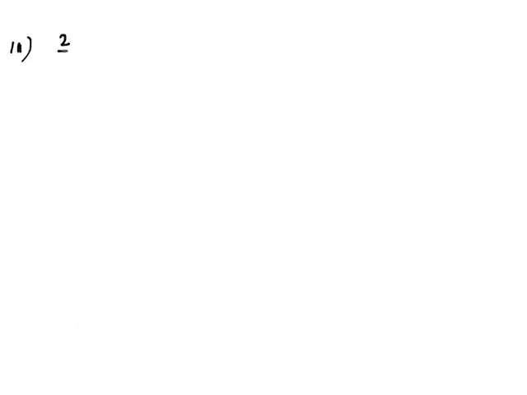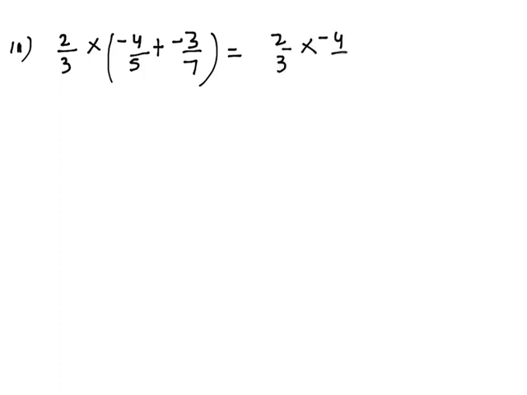Next we have a question on the distributive law. Here we have 2 by 3. We are multiplying it with the addition of 4 by 5 plus minus 3 by 7. And we have to prove that it is equal to 2 by 3 times minus 4 by 5 plus 2 by 3 times minus 3 by 7. So here we will take left hand side first.